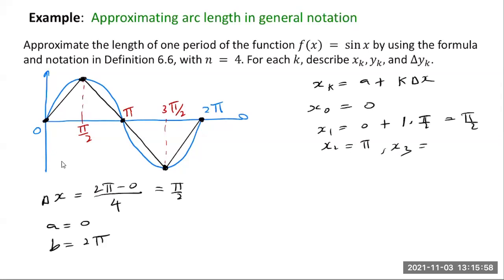x3 is equal to 3 pi over 2. x4 is equal to 2 pi. So we identified all the xk values. Okay, and then yk values. How do we identify yk?